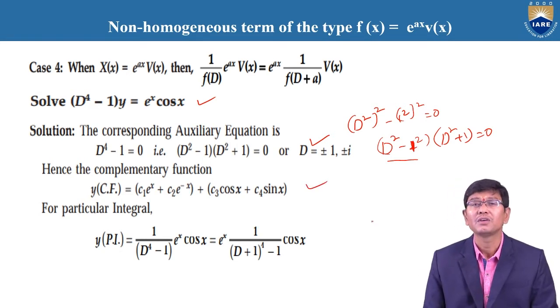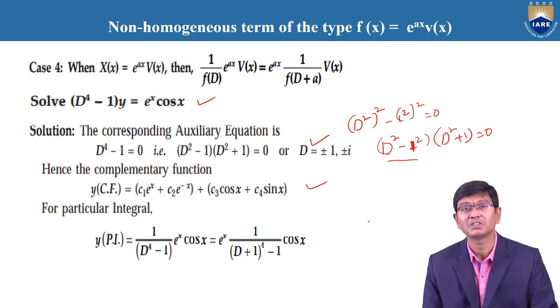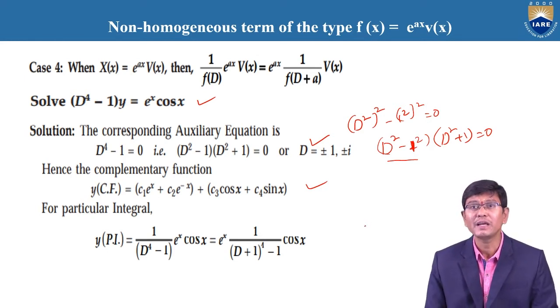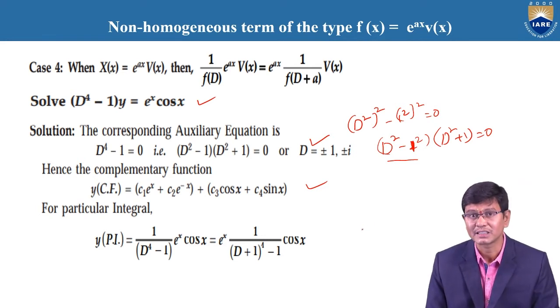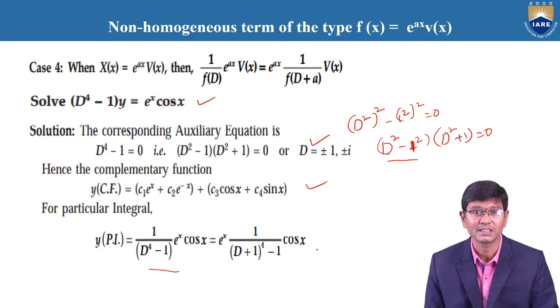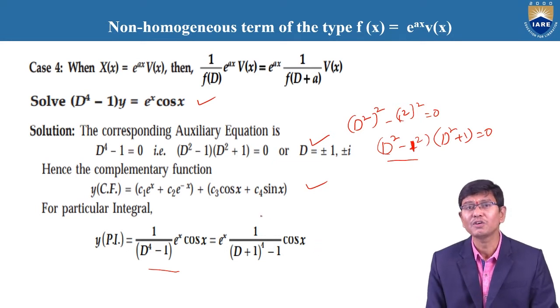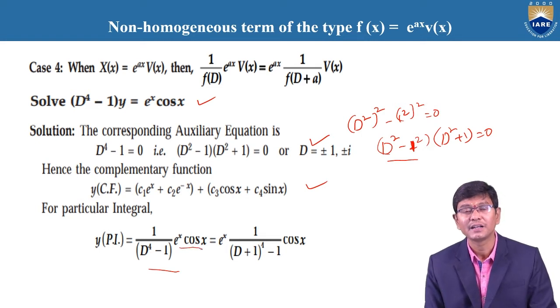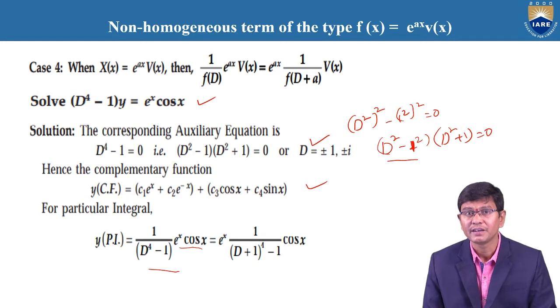Now we need to find the particular integral of the given differential equation. We write y_p is equal to 1 by f of D into Q of x, where 1 by f of D is 1 by D power 4 minus 1, and Q of x is e power x into cos x. Here this is of the form e power x into V, where V is nothing but cos x only.